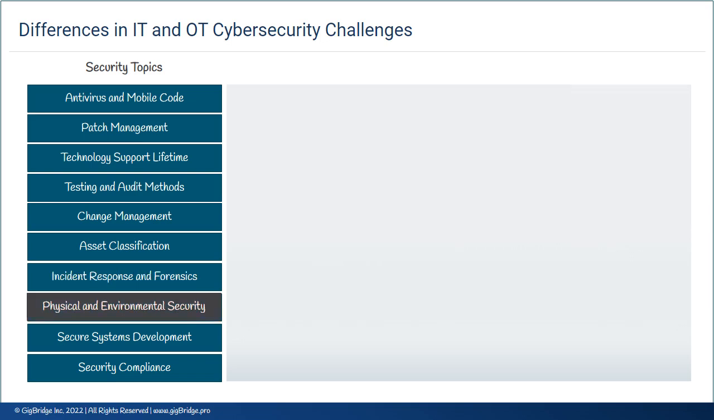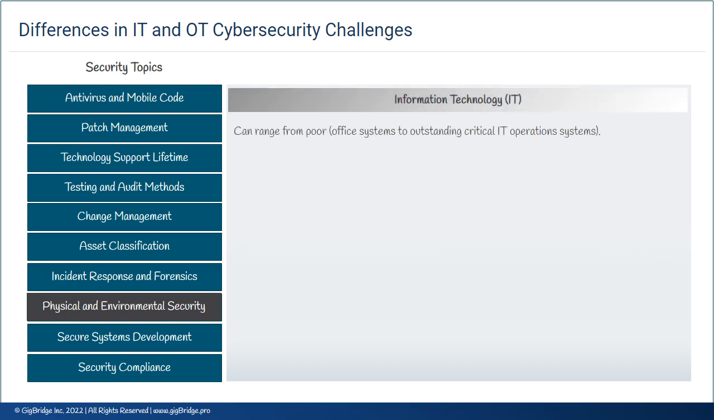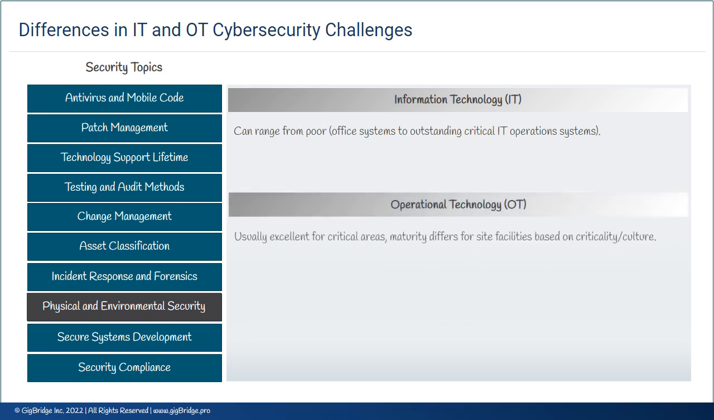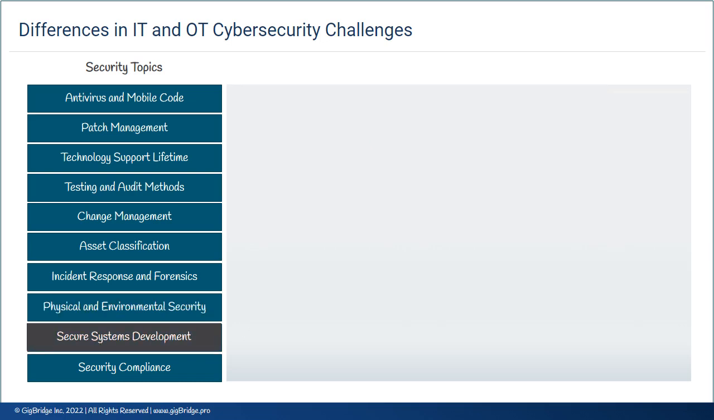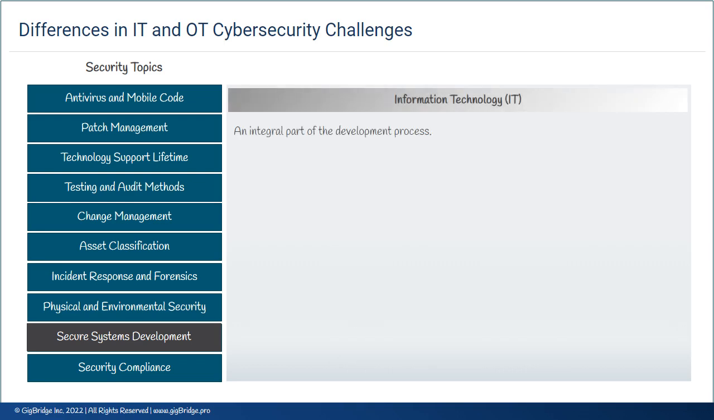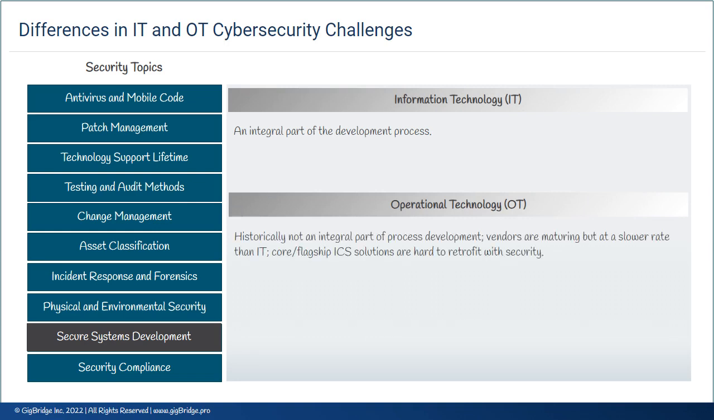Physical and environmental security. IT: can range from poor office systems to outstanding critical IT operations systems. OT: usually excellent for critical areas, maturity differs for site facilities based on criticality/culture. Secure systems development. IT: an integral part of the development process. OT: historically not an integral part of process development, vendors are maturing but at a slower rate than IT. Core/flagship ICS solutions are hard to retrofit with security.